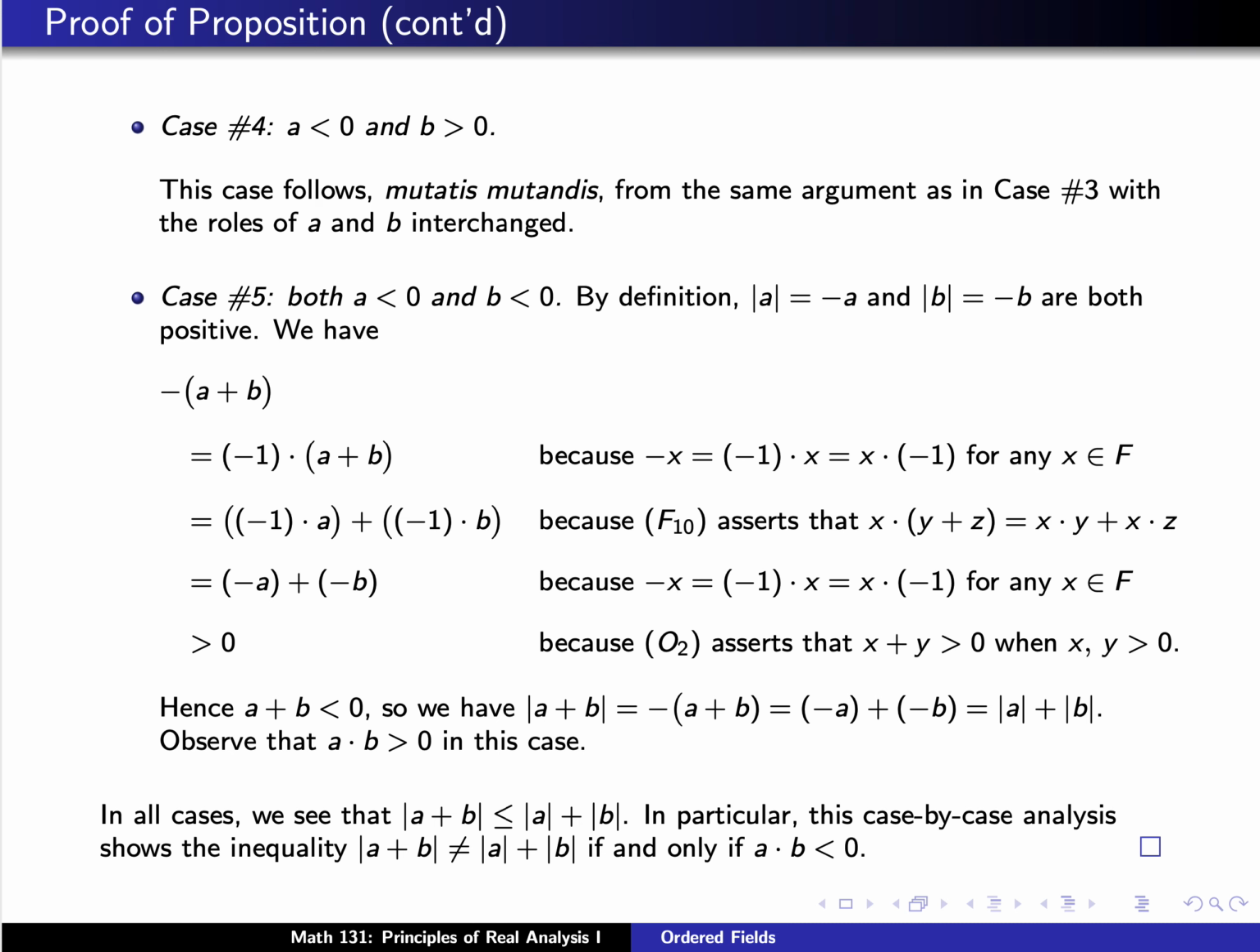So in all cases, we do find that the absolute value of a plus b is less than or equal to the absolute value of a plus the absolute value of b. In the 5 cases, we really only have a strict inequality when a times b is negative. That is, if, let's say, a is negative, b is positive, or a is positive, b is negative.